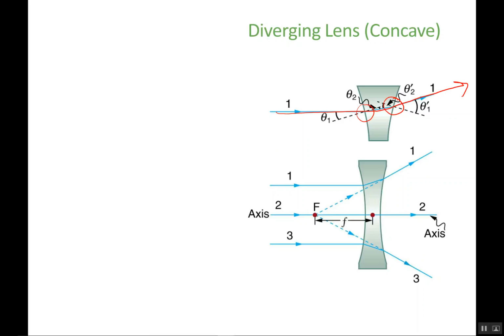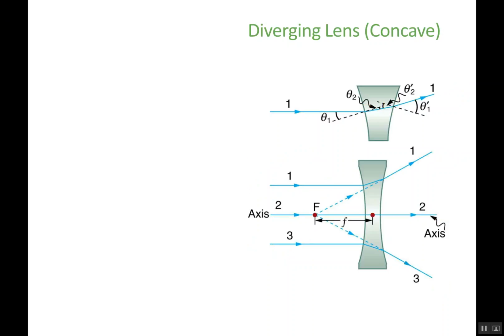The ray bends away instead of being focused. So down here you see three parallel rays entering the left-hand side of this concave lens. Ray 1 enters the top of the lens and is redirected to travel upward. Ray 3 is redirected to travel downward. Ray 2 passes straight through the center of the lens.